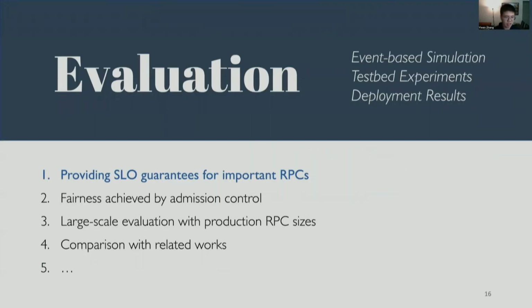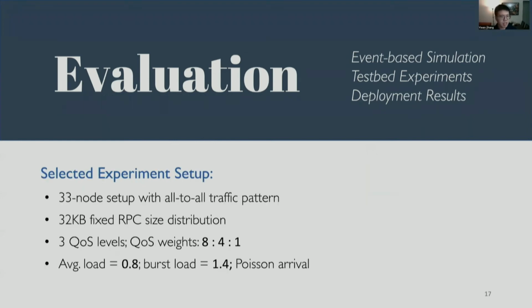Next, let's highlight some evaluation results from the paper, with a focus on providing SLO guarantees for important RPCs. You can find more experiments in the paper, including a large-scale evaluation with production RPC sizes. In the selected experiment, we use a 33-node setup with all-to-all traffic pattern. We fix the RPC size to be 32 kilobytes, and there are 3 QoS levels with QoS weights of 8:4:1. Traffic arrives at an average load of 0.8 with a burst load of 0.4 with Poisson arrival patterns.